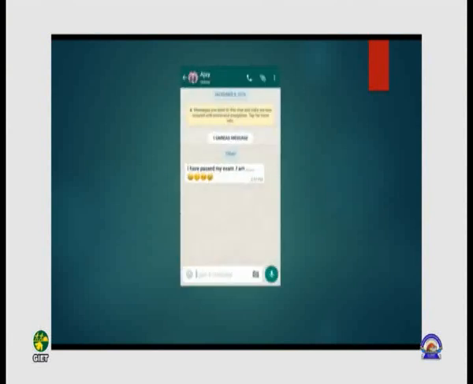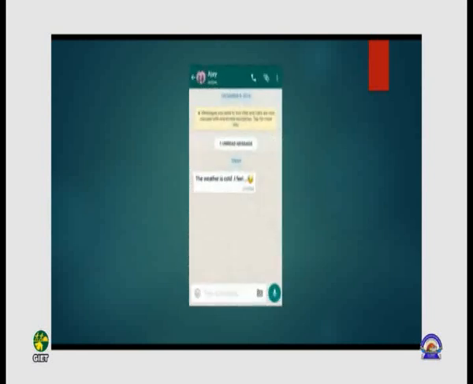Look at this picture. Read the sentence properly. I have passed my exam. I am happy. These are all four smileys which we use for happiness. Read the sentence. The weather is cold. I feel cold. This is the smiley which we use for the mood of feeling cold.